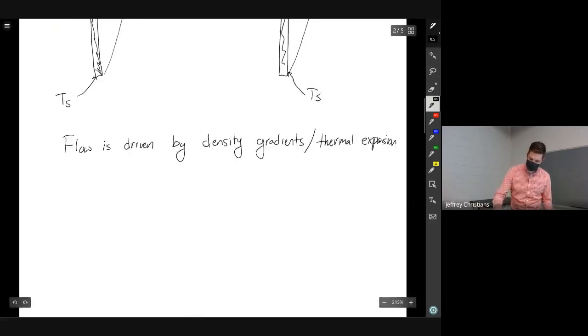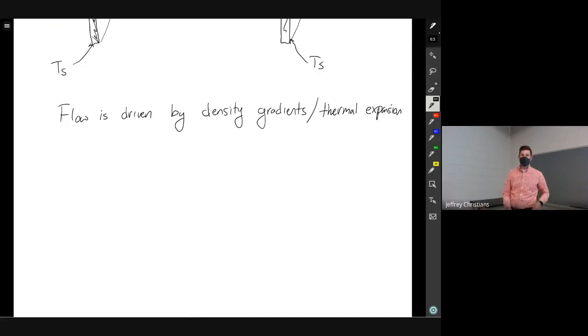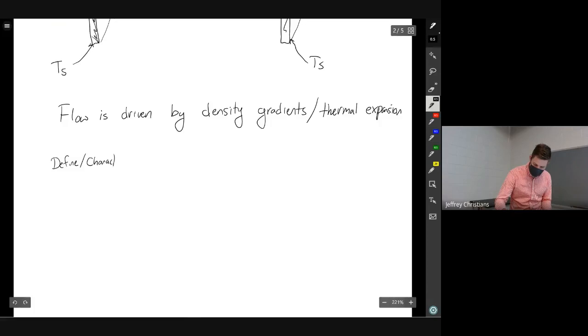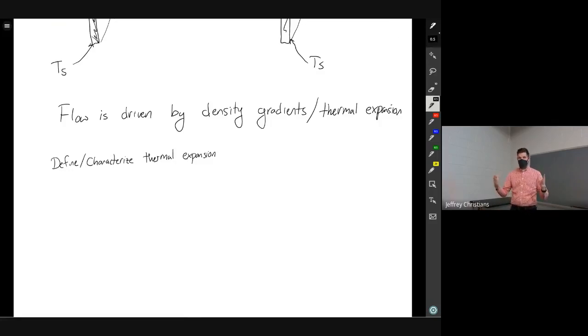Okay, so we'll first start by characterizing how thermal expansion works. Just like a fluid has a property like thermal conductivity, you can describe how a fluid expands with temperature. So that's the first part we have to define and characterize. If one fluid is a gas whose thermal expansion follows the ideal gas law, and another is a liquid whose thermal expansion is totally different, those two things are going to behave completely differently. So we have to be able to characterize that.